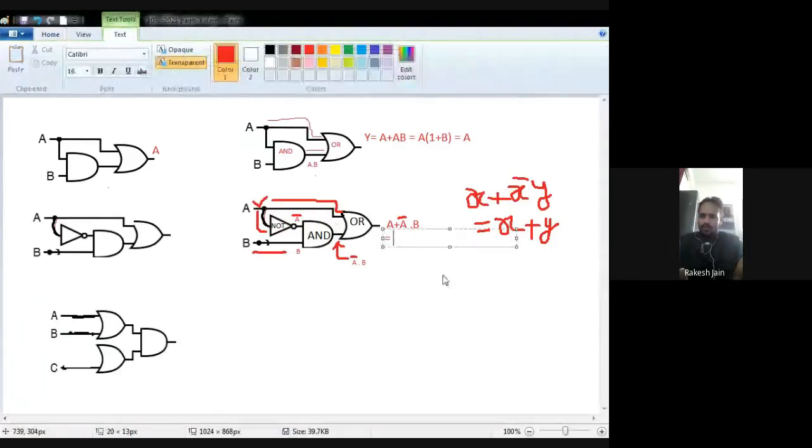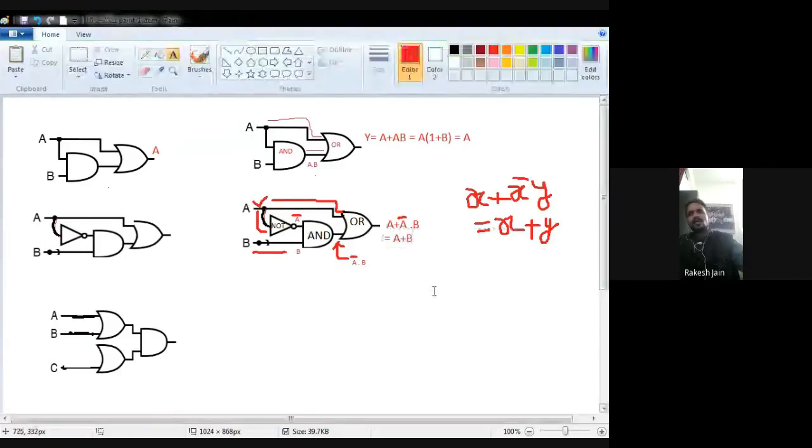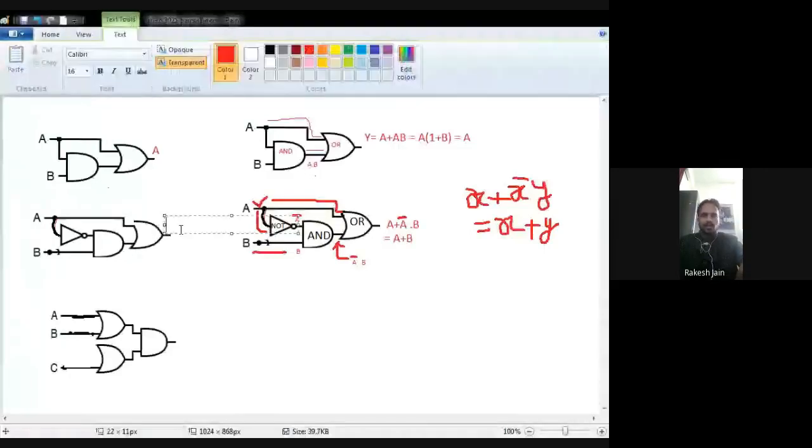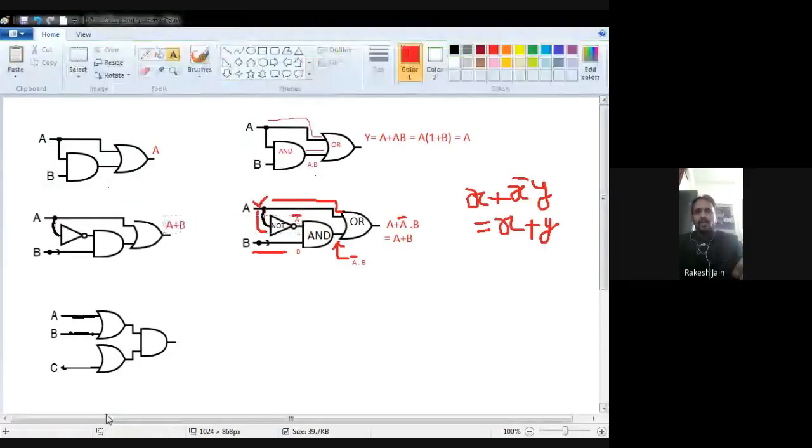So what will be the final answer? Because A plus A bar B has come, with the help of Boolean postulates, when we solve, it will be equal to A plus B. So the final answer of this expression, of this logic diagram, with the help of Boolean postulates or Boolean rules, will be equal to A plus B only. So this is the answer of this question.